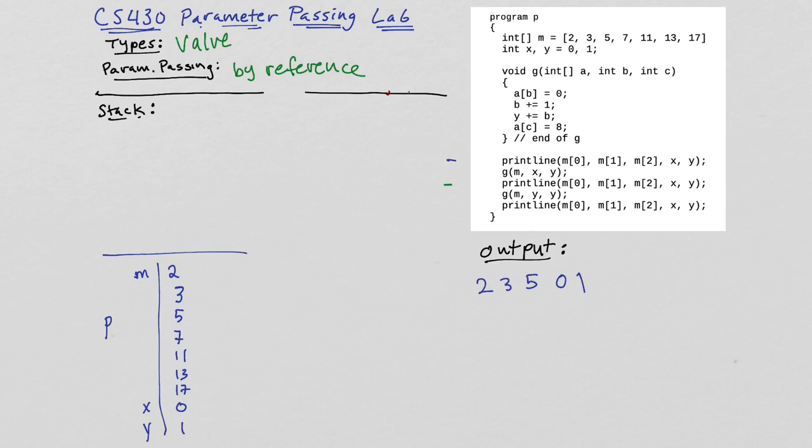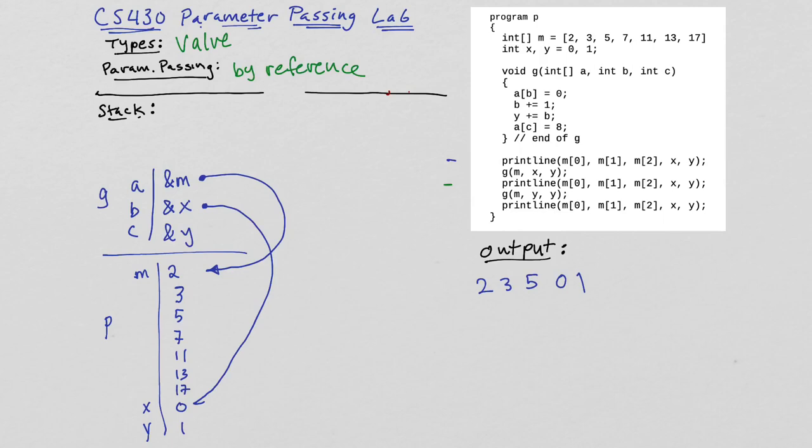And now I'm going to call G. And G has 3 parameters, but now we're passing by reference. So these parameters are not as big, or at least the array is certainly not as big, because really this is getting the address of, so I'm going to use ampersand like in C to mean the address of. It's getting the address of M, which I would normally draw as an arrow down to M. And B is getting the address of X. Remember, I'm doing this first call here. And then C is going to get the address of Y. Let's draw these as references to kind of help us keep track of everything.